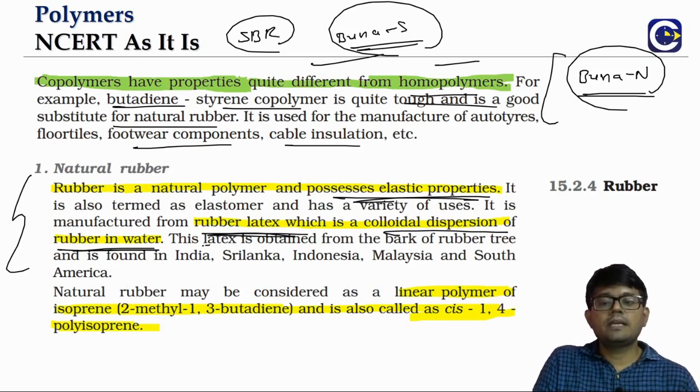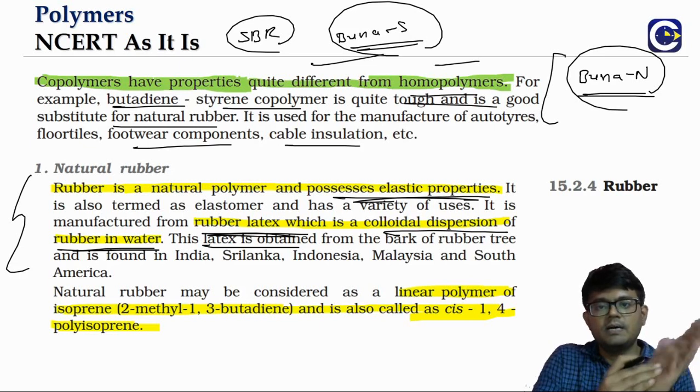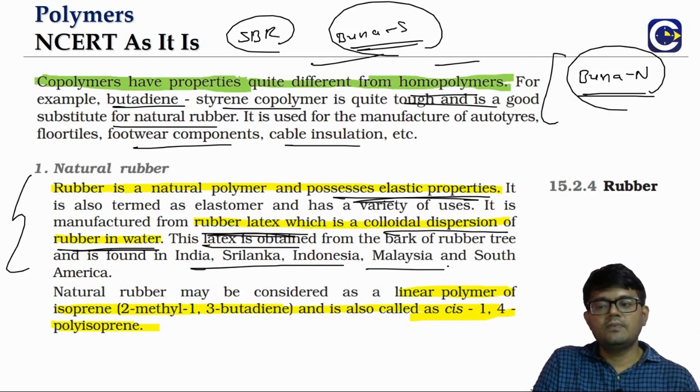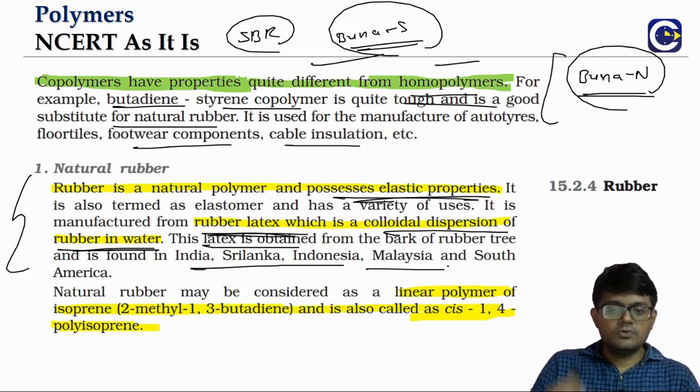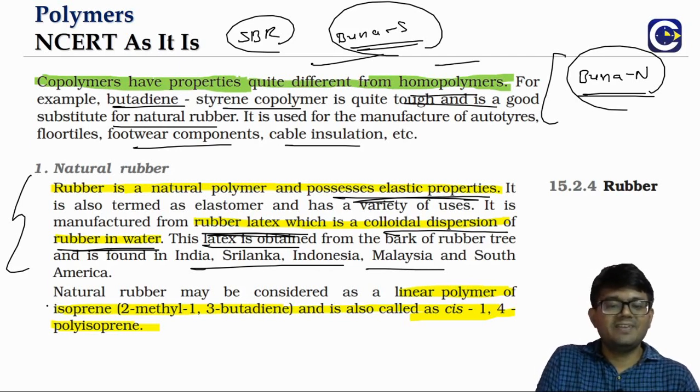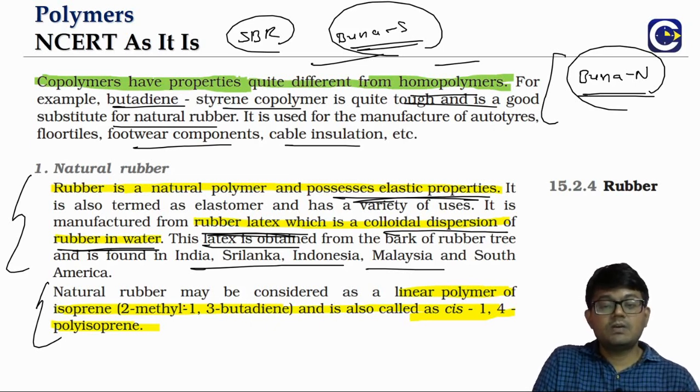Okay. So where do we get this latex? It is obtained from the bark of the trees, right? We'll be able to obtain the latex from that. Typically, even in India we have the plantations. We also have Sri Lanka, Indonesia, Malaysia, South America. There are a lot of places where natural rubber is available. But nobody will ask us a question on where we will find it; we can have a possible question on the structure. What is the natural rubber? It is a linear polymer of isoprene.